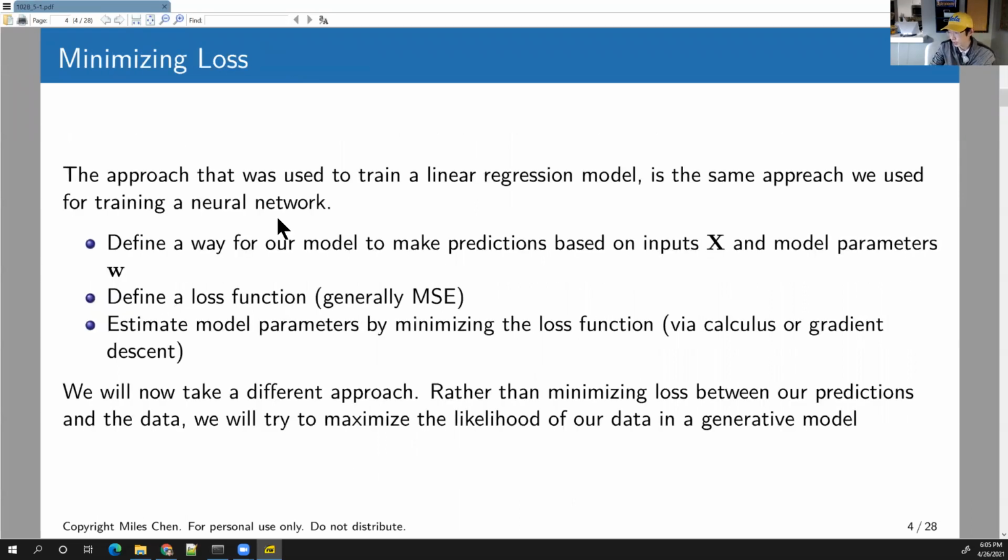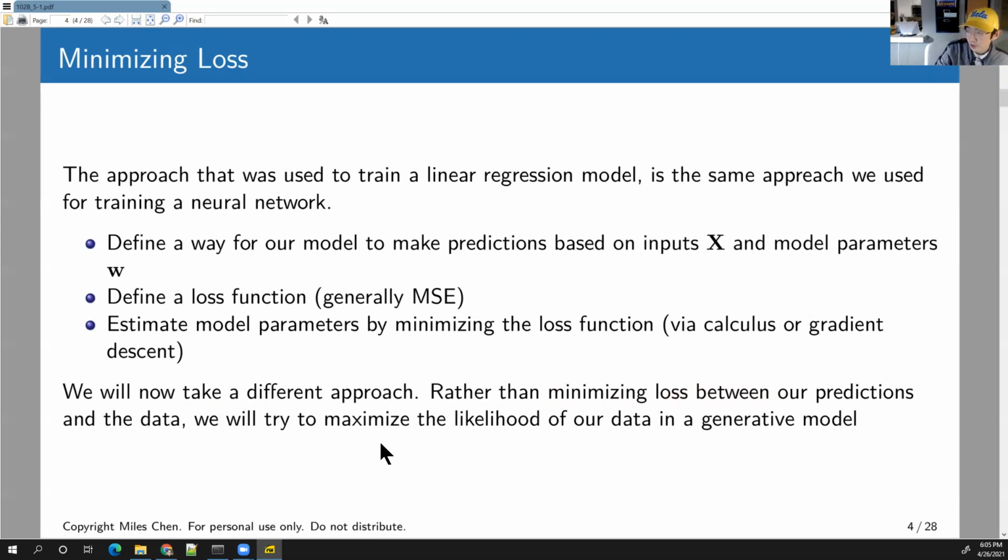And we said, we're going to define some kind of loss function, and we're going to estimate the model parameters by minimizing the loss function. And we did it via calculus. We also did it via gradient descent. And today, rather than looking at the loss function, we're going to look at the likelihood function.